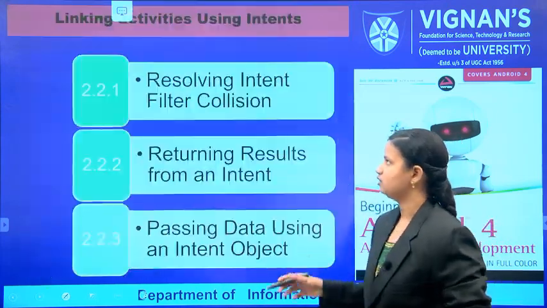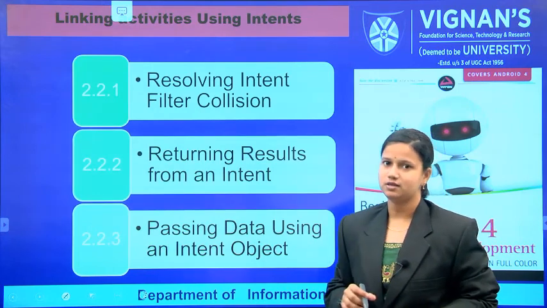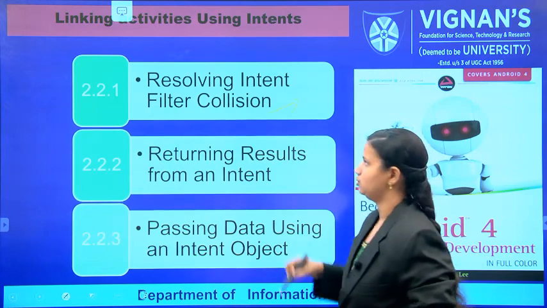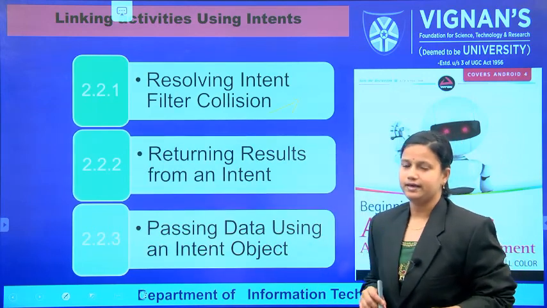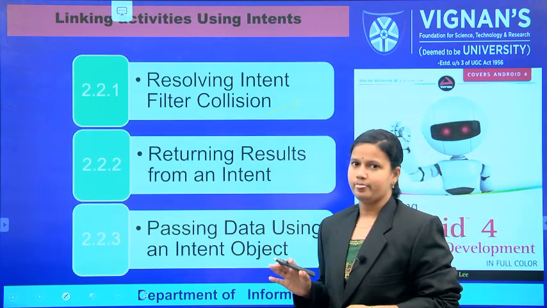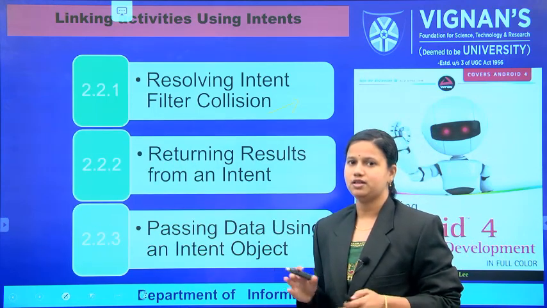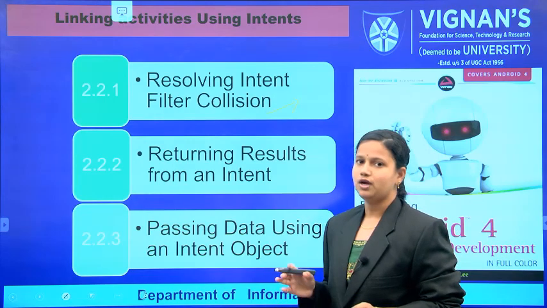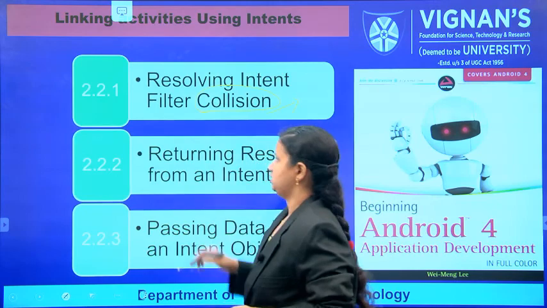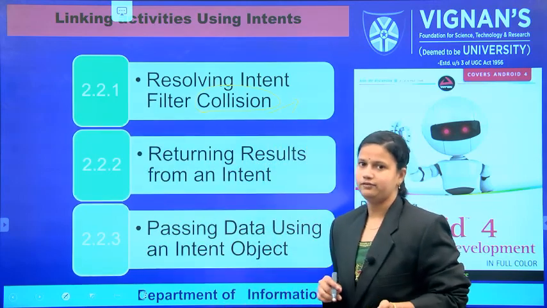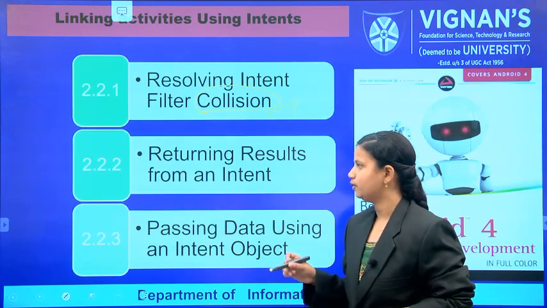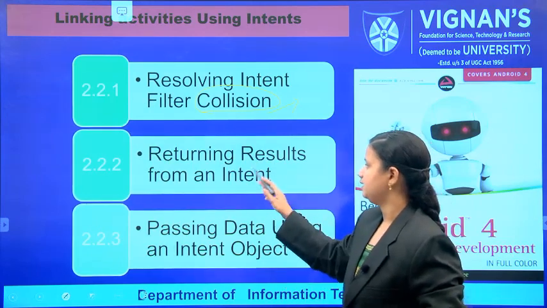The topics in intents are, first of all, resolving intent filter collision. If your activities have the same name, that means activity 1 has the same name as activity 2, how do we resolve the intent filter collision? That is the first topic. The second topic, 2.1, is returning results from the intent.